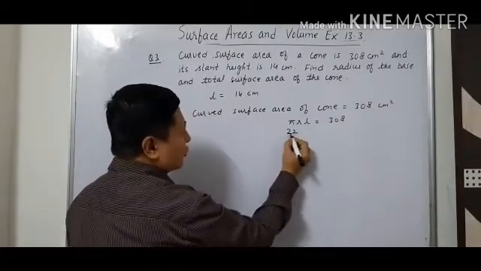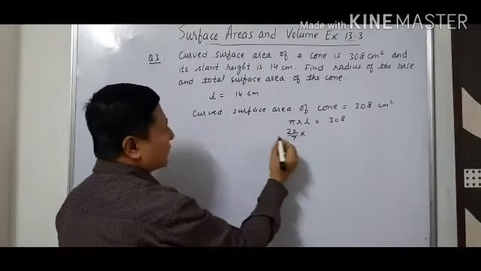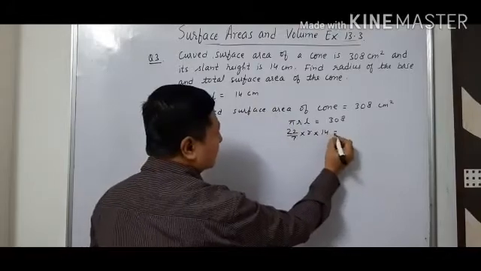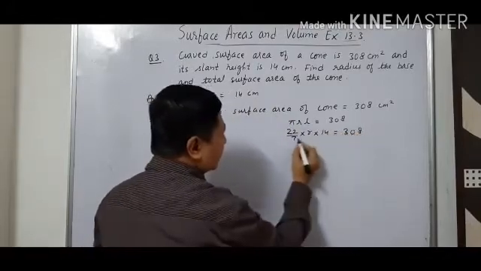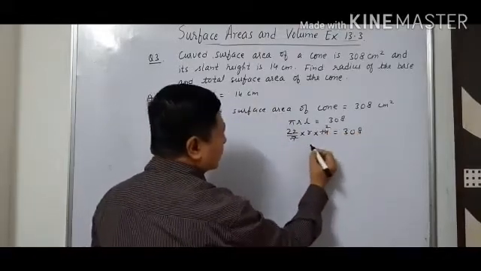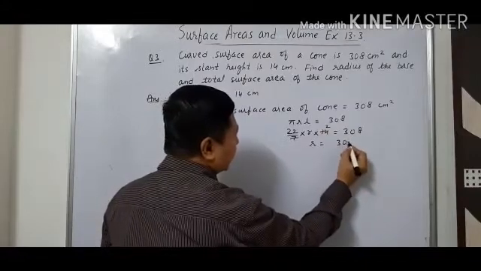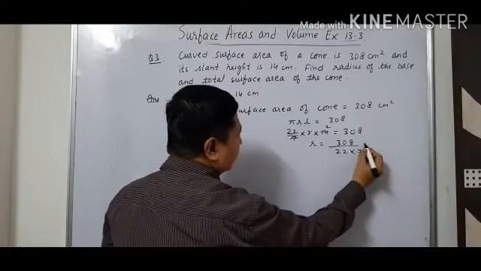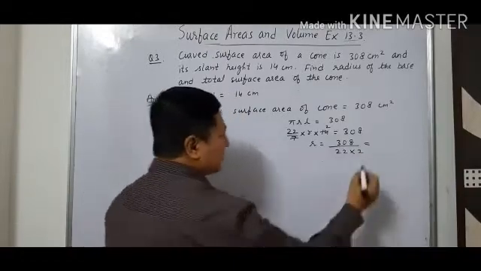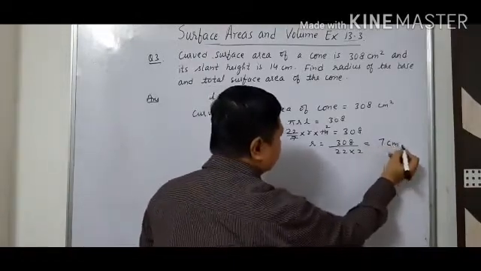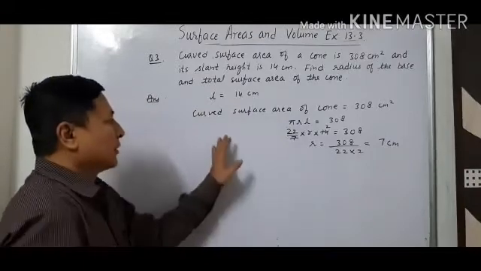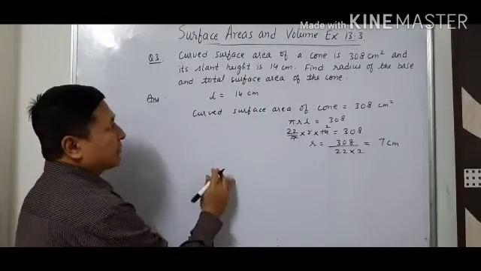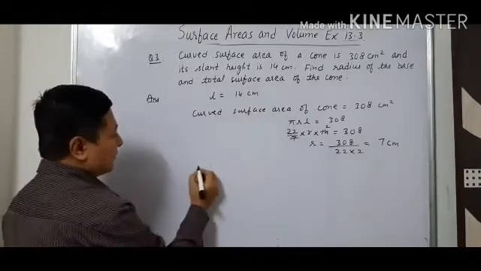So pi is 22 upon 7, r is not given in the question, L is given 14 centimeter, equals 308. We'll cancel this, it will become 2. So r equals 308 upon 22 into 2. When we solve this, we'll get the answer 7 centimeter. So the radius of the cone is 7 centimeter.